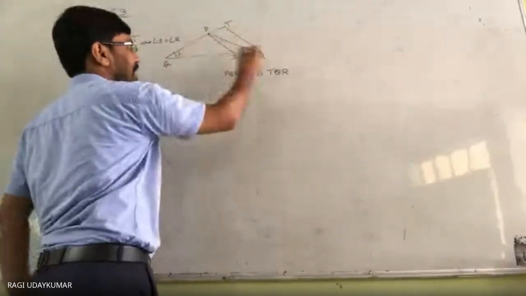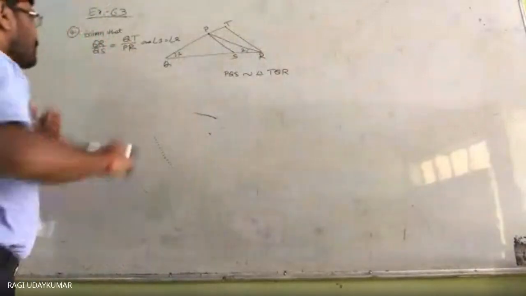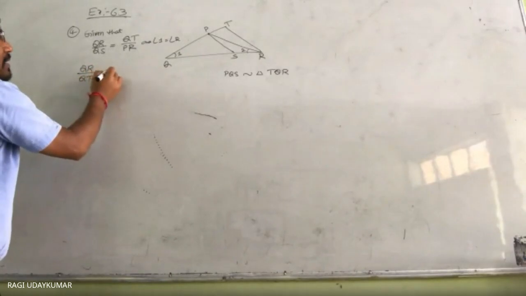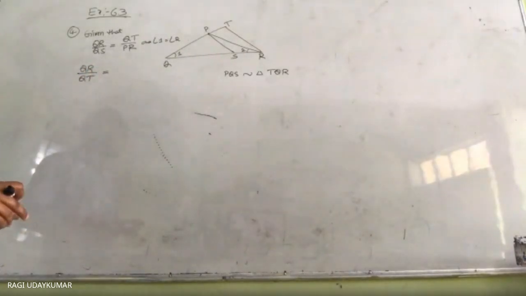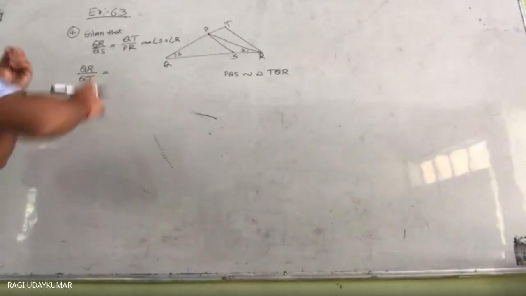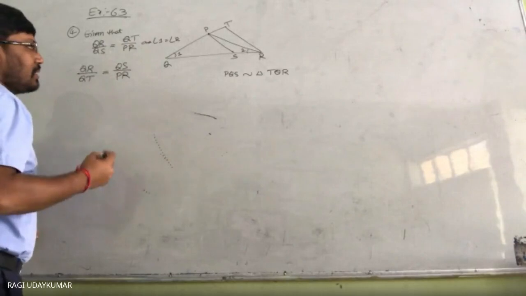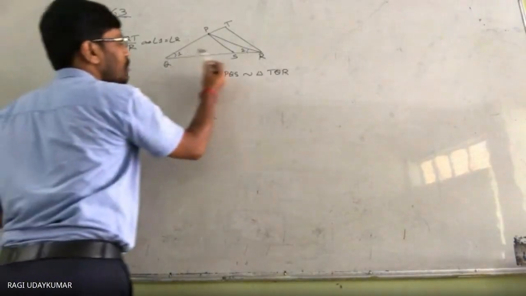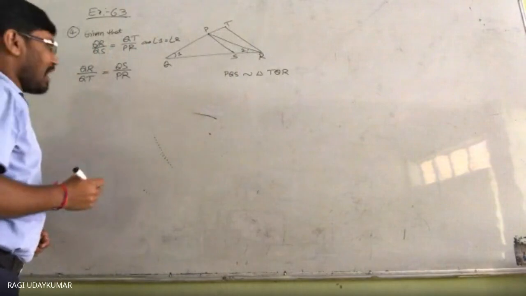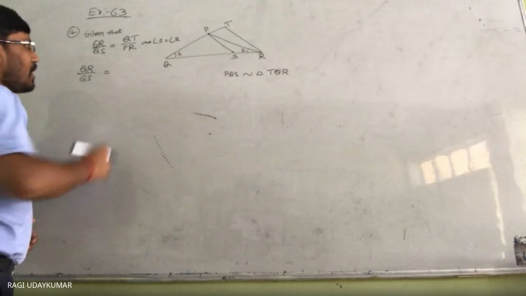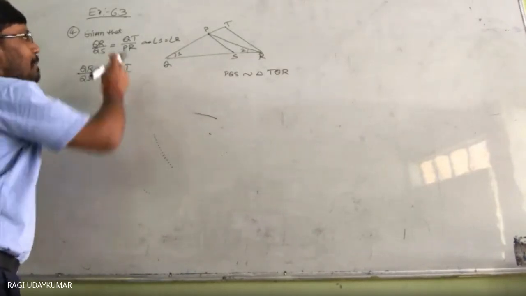So you concentrate on triangle PQS and triangle PQR. This is the small triangle and this is the big triangle. When you interchange these two, QR by QT is equal to QS by PR. Otherwise, you can keep it as it is. Take QR by QS is equal to QT by PR.